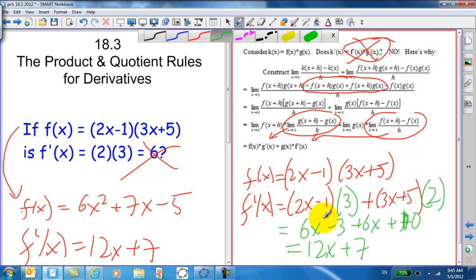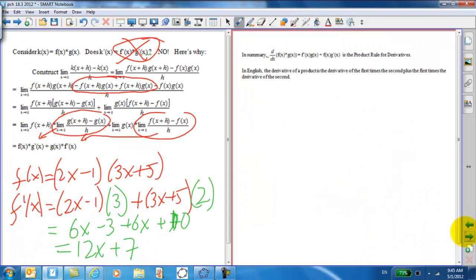Now, comparing the two works here, you might say, well, clearly it's easier to expand out and just take the derivative in the separated out terms format. And in many cases, yes. But in some cases, that's just not possible. The expansion cannot be done. So here's the English definition. The derivative of the product is the derivative of the first times the second, plus the first times the derivative of the second.